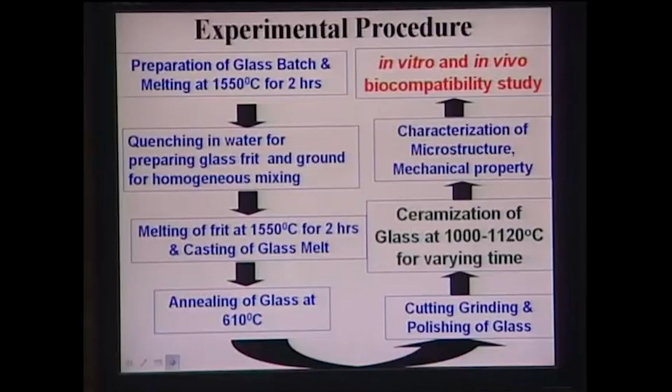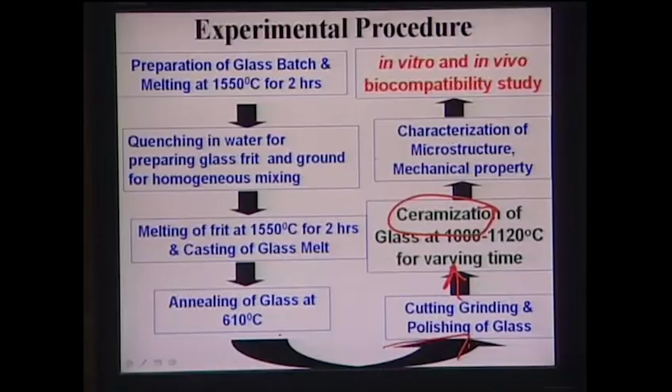Basically, they are cast into the mold, and then you can take out the base glass and further anneal it at 610 degrees Celsius to reduce any thermally induced stresses. Then you can cut, grind, and ceramize each piece. Ceramizing is a heat treatment which essentially forms ceramic particles in the glass matrix. That is why it is called a glass ceramic material. Then we characterize the mechanical and microstructure properties, and subsequently the in vitro and in vivo properties.